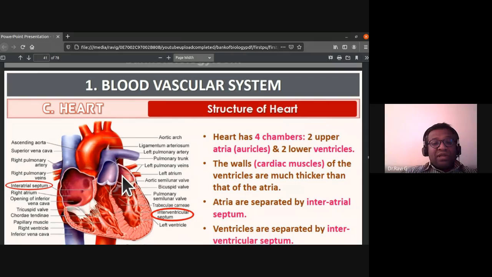Between the left auricle and left ventricle, you can remember LB, or L square B. That is the bicuspid valve. B stands for bicuspid valve. So LB square.